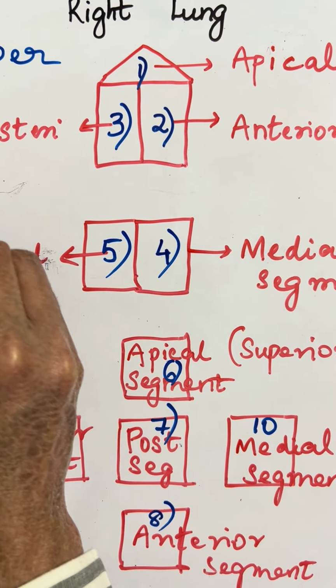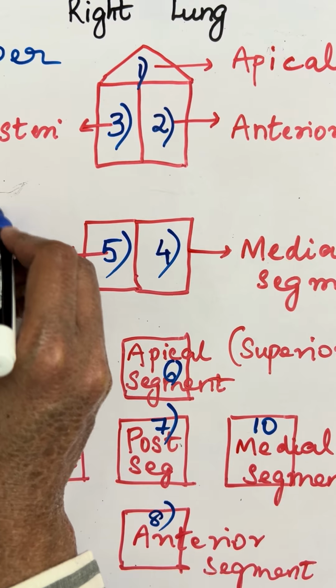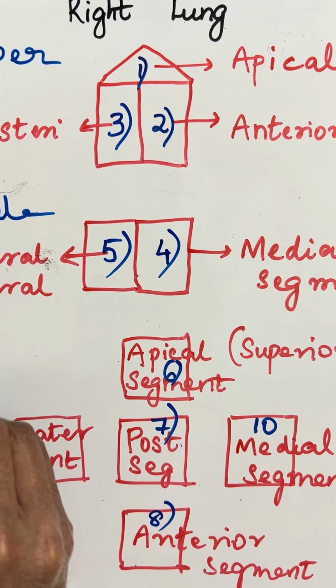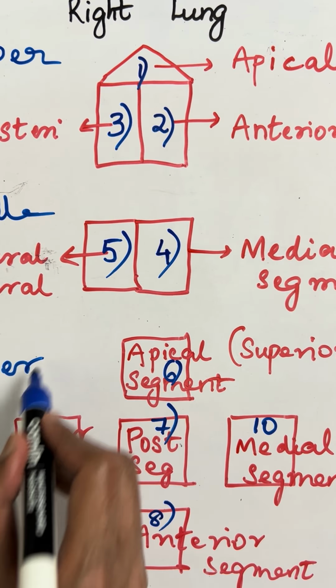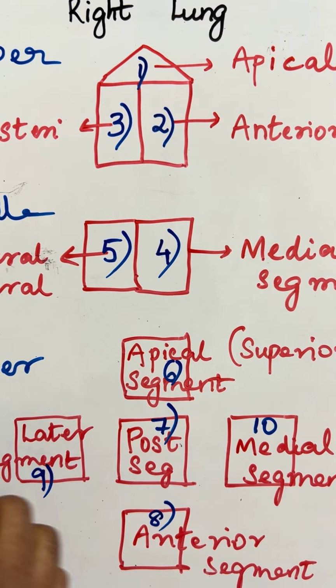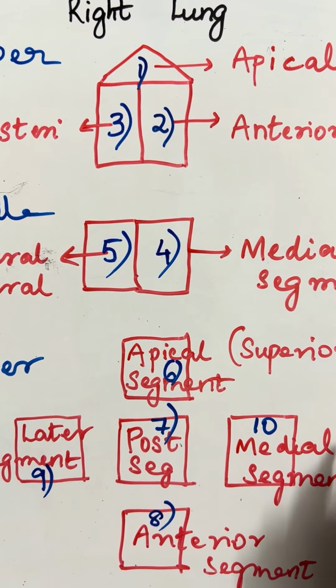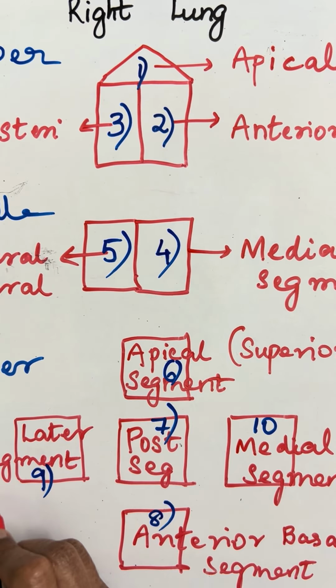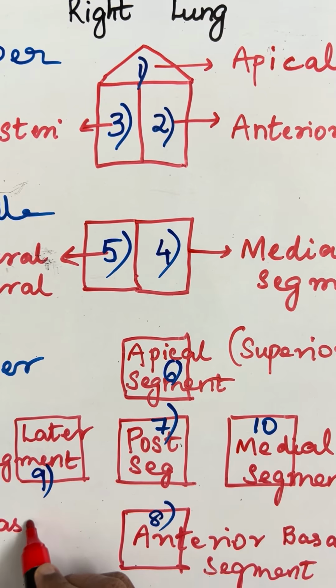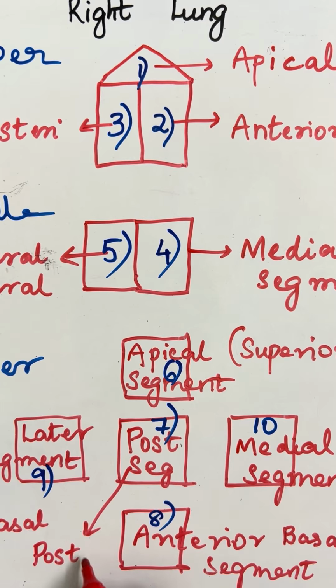So this is the right middle lobe, right lower lobe. This is the basement, right? So this is the medial basal segment, anterior basal segment, lateral basal segment, and this is the posterior basal segment.